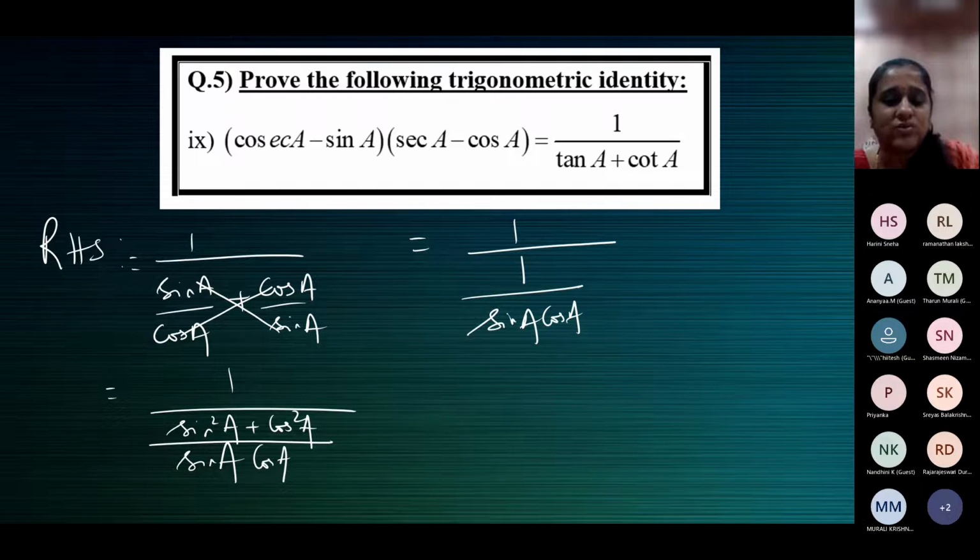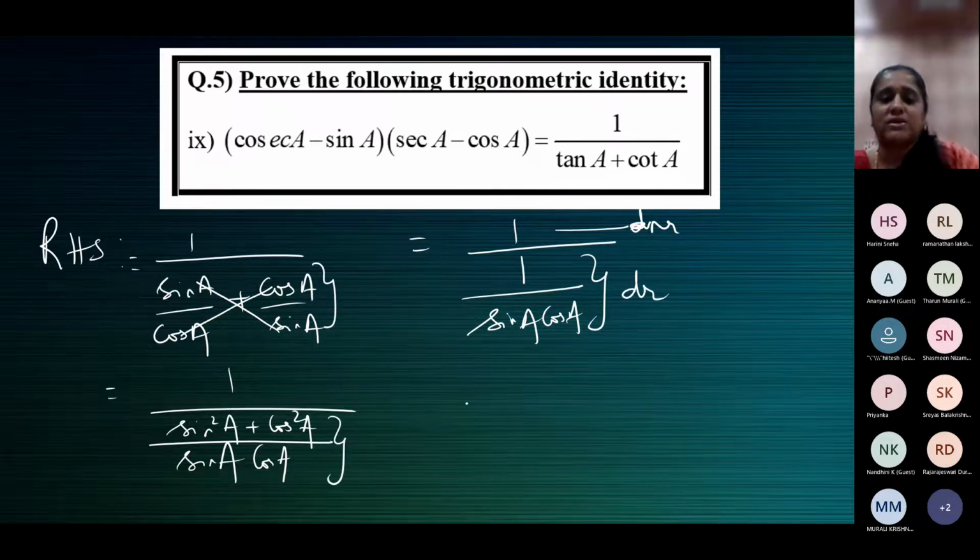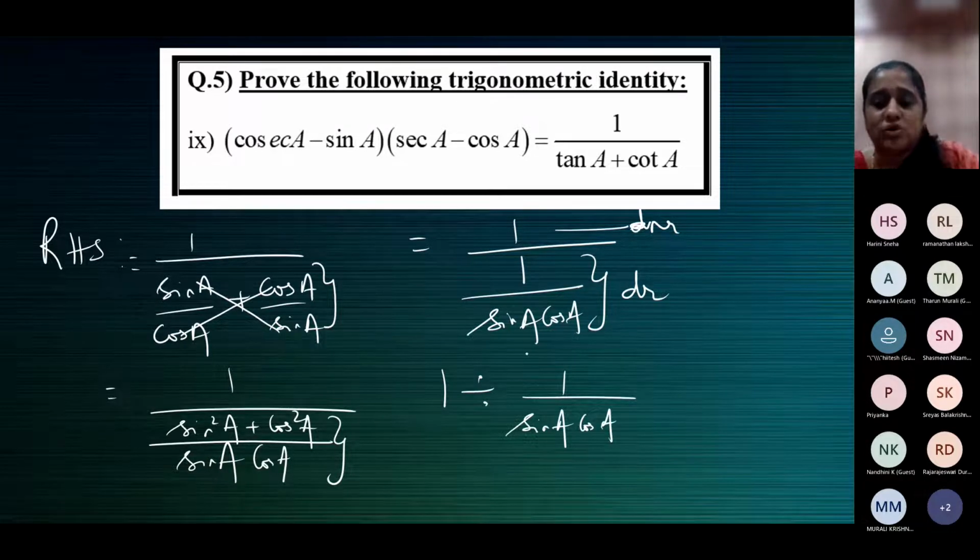1 by, why is this 1? Because sin square A plus cos square A is 1. So 1 by sin A cos A. Remember, this is the numerator. And this full thing is the denominator. So it's like 1 divided by 1 by sin A cos A. 1 divided by, this is the numerator. 1 divided by, this is the denominator, 1 by sin A cos A.